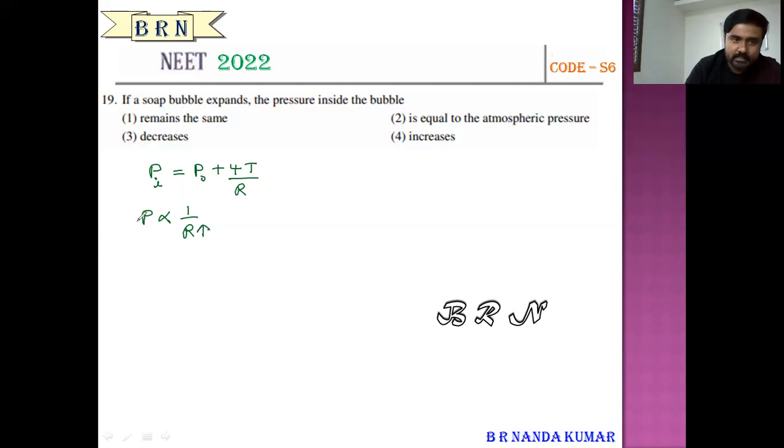So radius increase ಆದ್ರೆ pressure inside the bubble ಏನಾಗುತ್ತೆ, decrease ಆಗ್ತದೆ. Soap bubble expands ಅಂತ ಹೇಳ್ತಾ ಇದ್ದಾರೆ, radius of the bubble increase ಆಗುತ್ತೆ. Radius increase ಆದ್ರೆ pressure decrease ಆಗುತ್ತೆ. So the right answer is option 3. So the fluid mechanics ಅಲ್ಲಿ ಬರುತ್ತೆ, right?